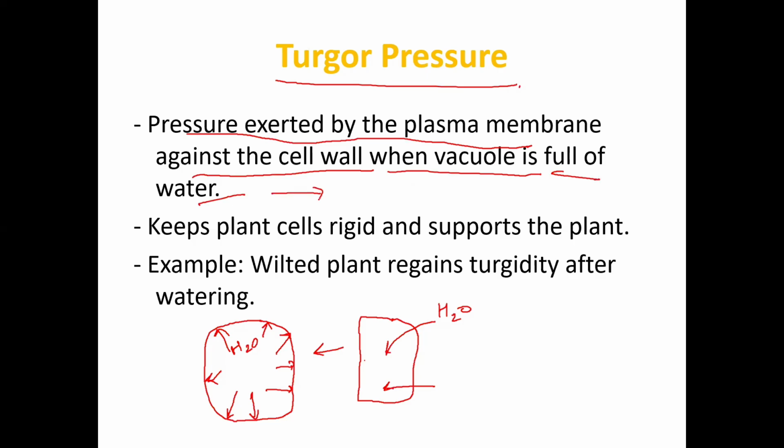It's just like filling water in a water balloon. The water inside the balloon applies pressure on the balloon surface. Similarly, if water is filled in the vacuole, it applies pressure on the cell membrane, and the cell membrane applies pressure on the cell wall. This pressure applied by water is turgor pressure. It keeps the plant cell rigid and supports the shape. A wilted plant regains turgidity after watering.